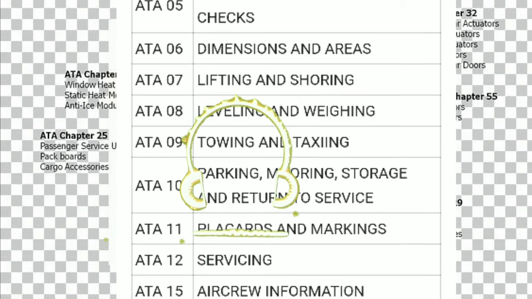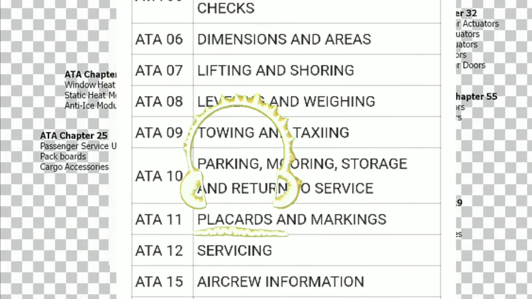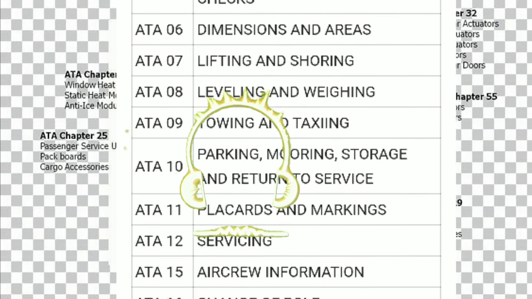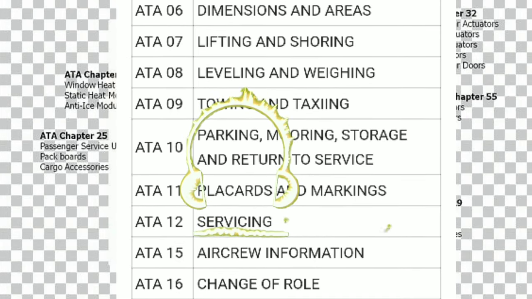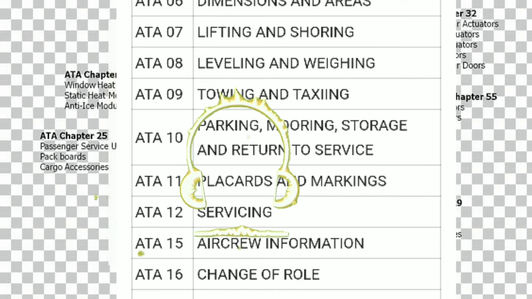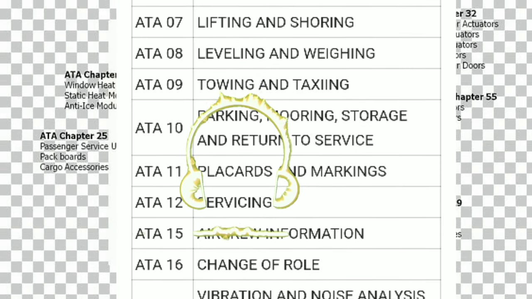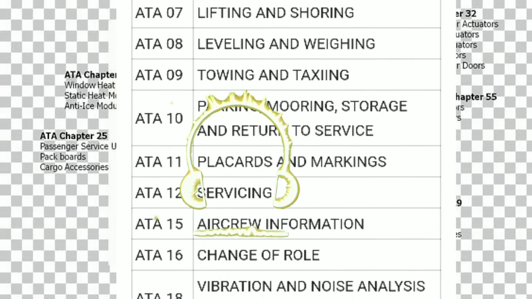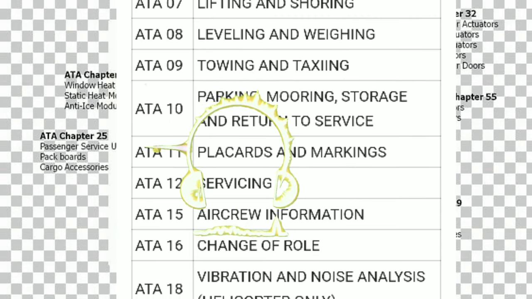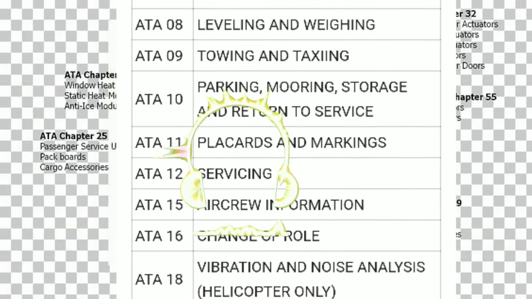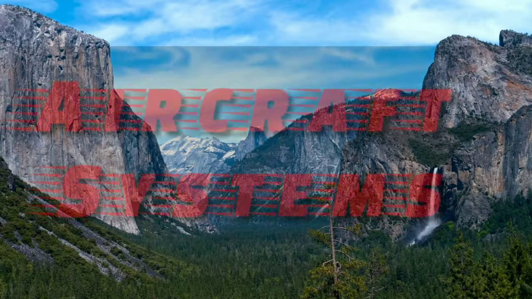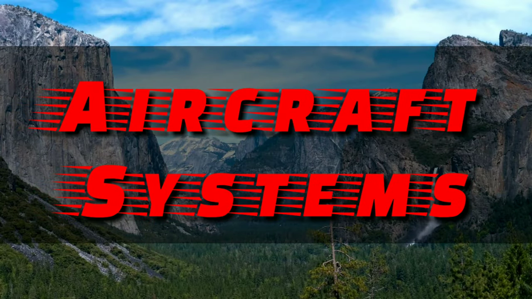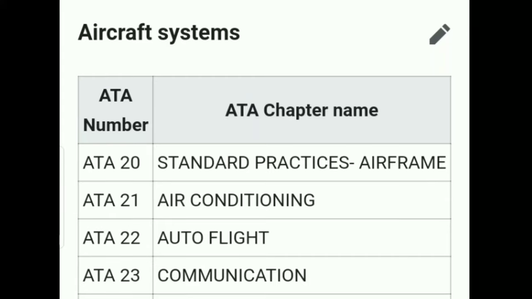ATA 12, Servicing. ATA 15, Aircrew Information. ATA 16, Change of Role. ATA 18, Vibration and Noise Analysis, which is for helicopters only. And now we'll be talking about aircraft systems.